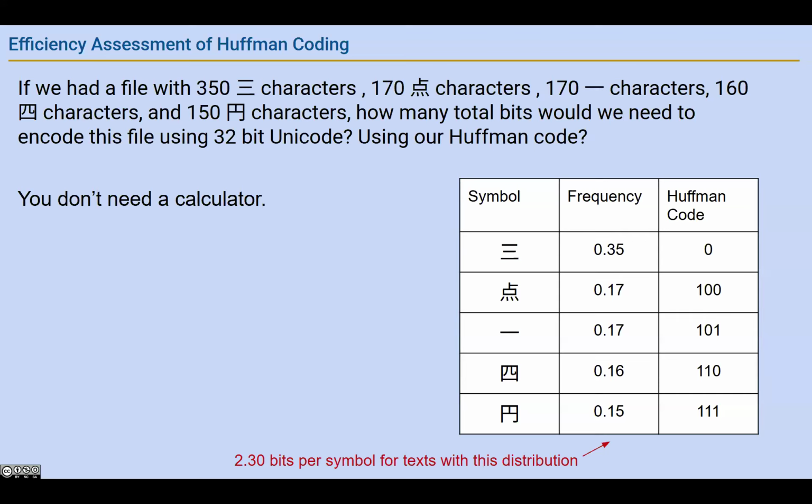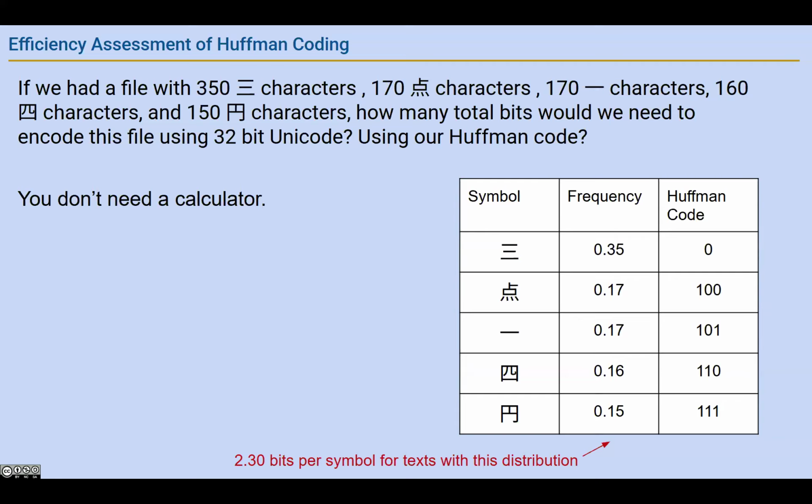Now, if we had this file that contained 1,000 characters in this frequency, how many total bits would we need if we encoded this using 32-bit Unicode? Anyone want to say? 1,000 characters, each character takes 32 bits of data. So how many total bits would you need in this case? Yeah. 32,000? Yeah, 32,000 bits.